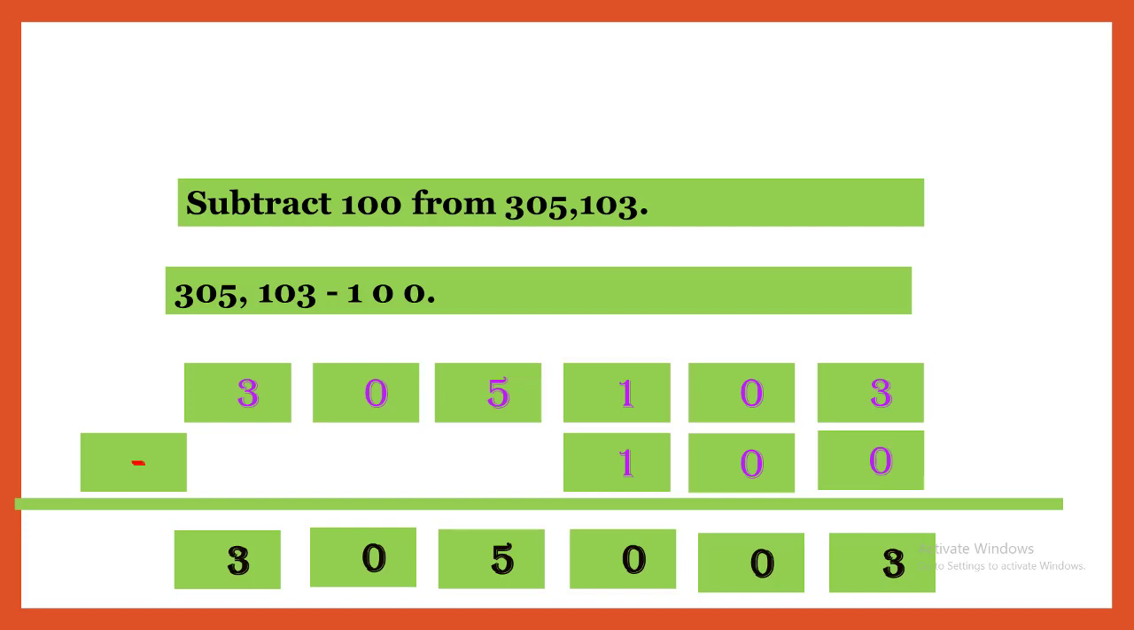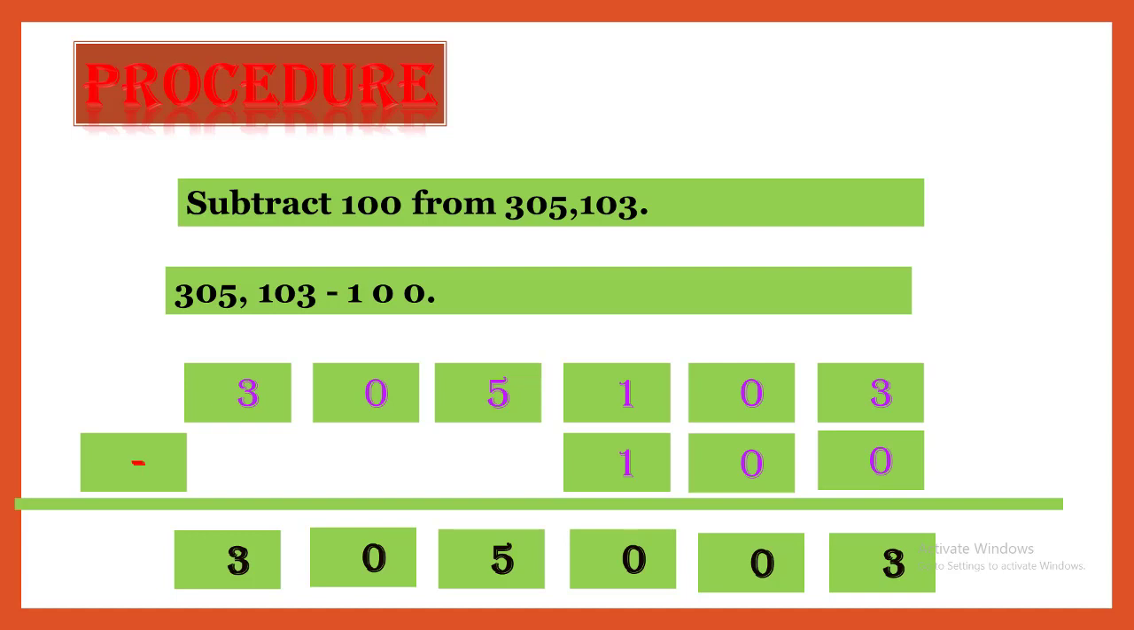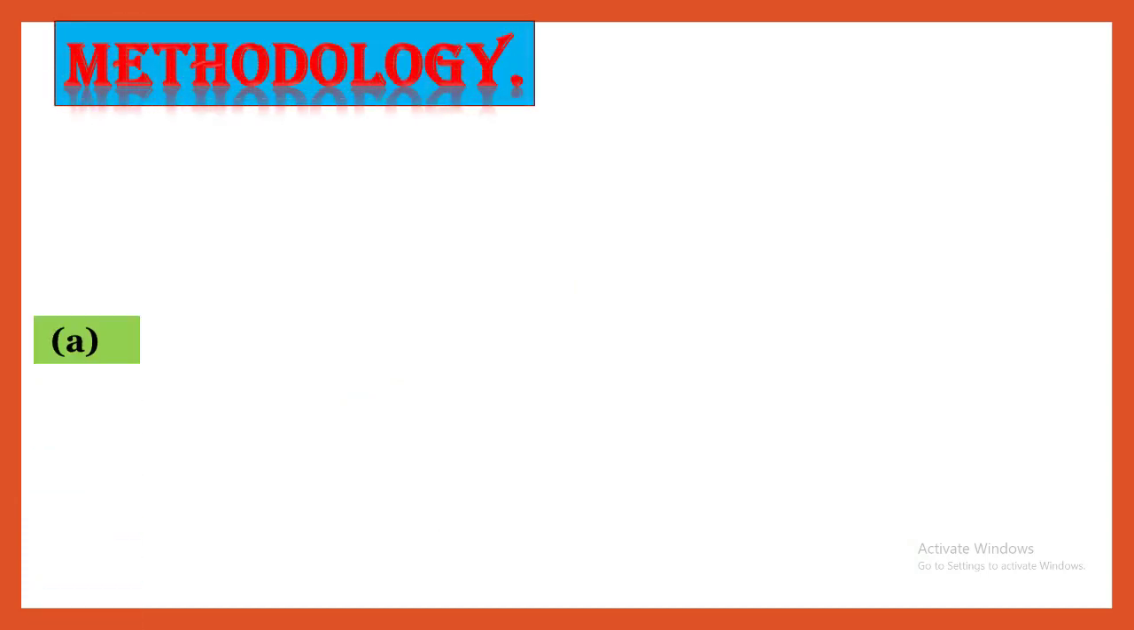We can see from here, when we subtract 100 from 305,103, we get the answer 305,003. This was the procedure of our subtraction questions. Now we are going to start our today's lesson.